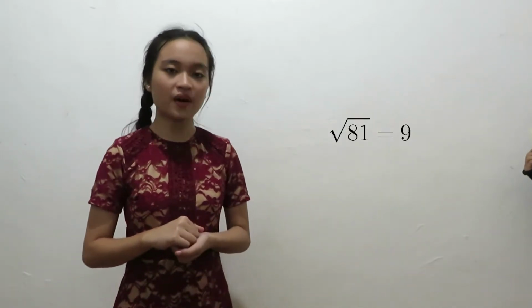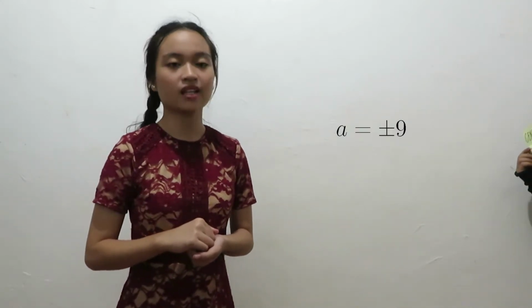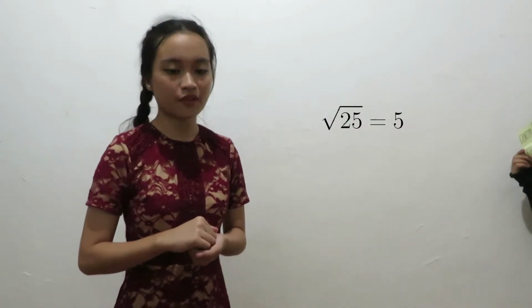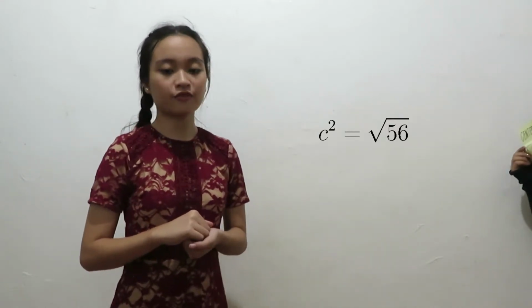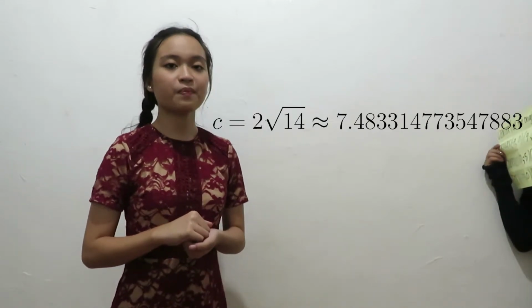The square root of 81 is 9, so a equals plus or minus 9. b squared is equal to 25. The square root of 25 is 5, so b equals plus or minus 5. c squared is equal to 56, so c is approximately 7.5.